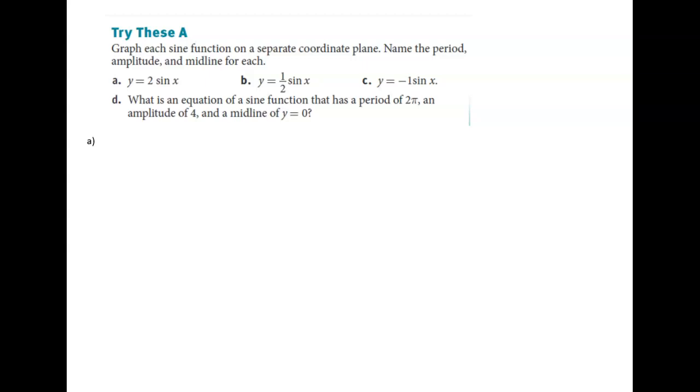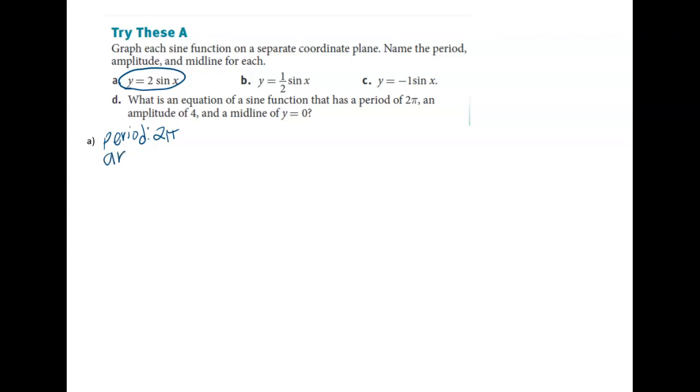Alright, so here I'm going to go through some examples of how to graph these with a different a value. You can also check out example A in the book. So for this first one, we have y equals 2 times the sine of x. When I look at that, the first thing I'm going to do is note that the period is still 2 pi. So far nothing we've done has changed that.